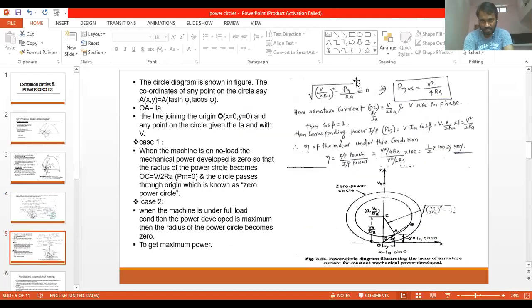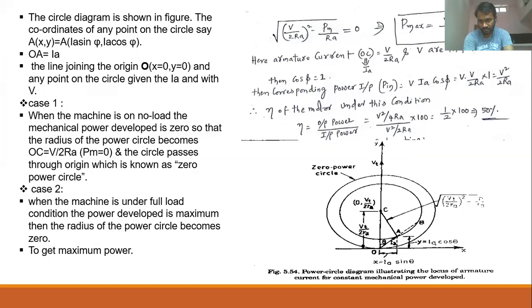When mechanical power is 0, this total term will be 0, and the radius will be equal to v under root of v by 2 RA whole square. So the radius will be equal to v by 2 RA. So I get a condition that under no load condition, the radius will be equal to v by 2 RA. That is what we represented even in the diagram. This is the maximum condition under the no load condition, and here the mechanical power is 0, and the circle passes through the origin.